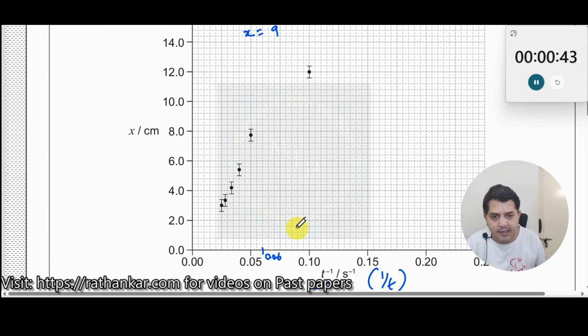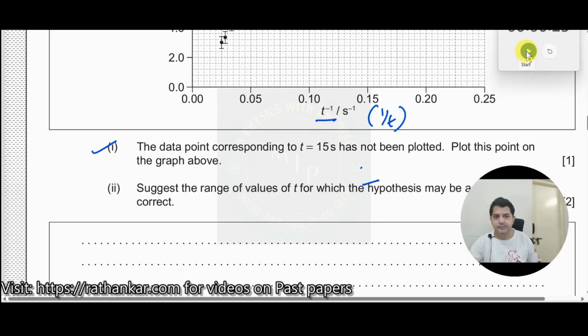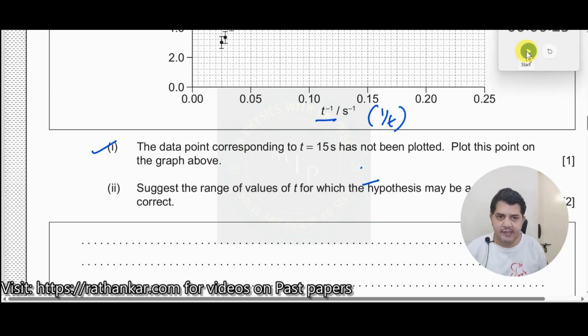So I need to plot a graph there. At 0.06, the value of x is equal to 9. Where is 9 here? This is 8. This is 8.4, 8.8, 9 over here. So this should be at this point. Okay. So it should be at this point, and then no need of any error bars. So we have drawn. Okay. Now let us start with the second question.